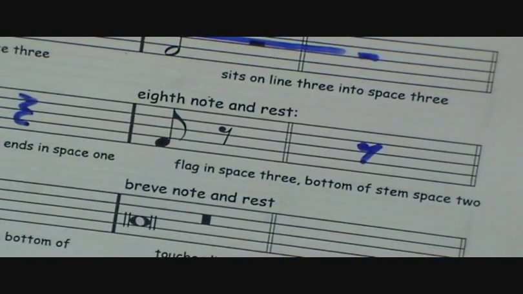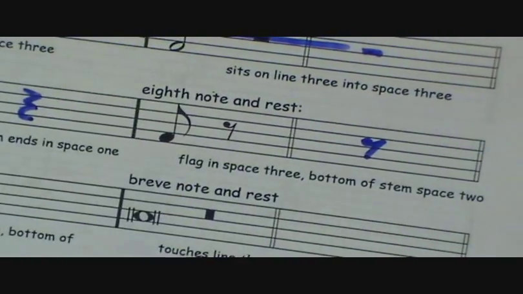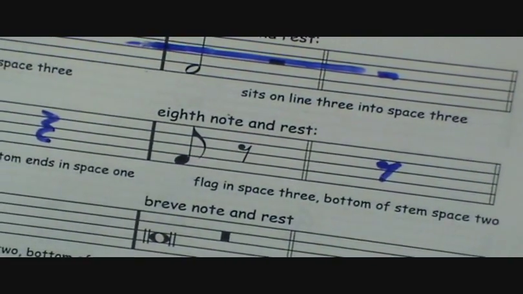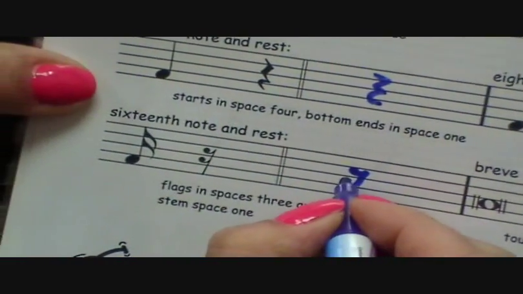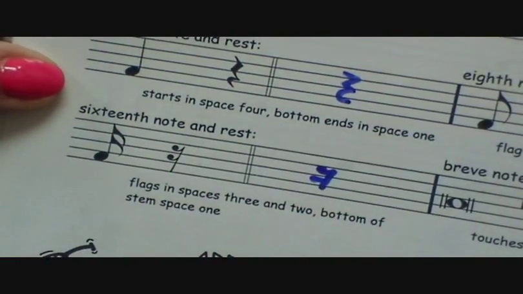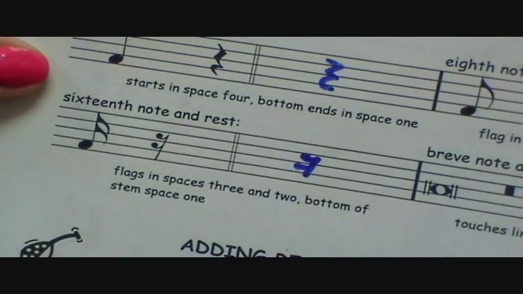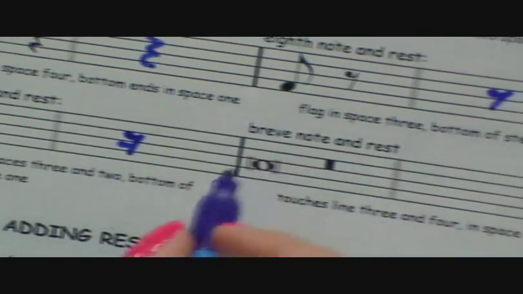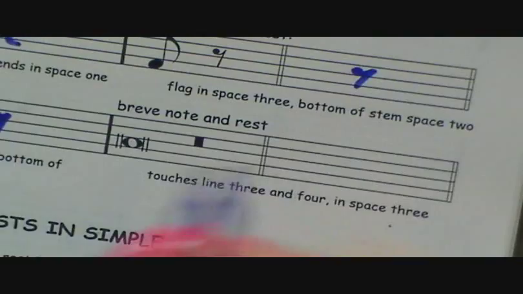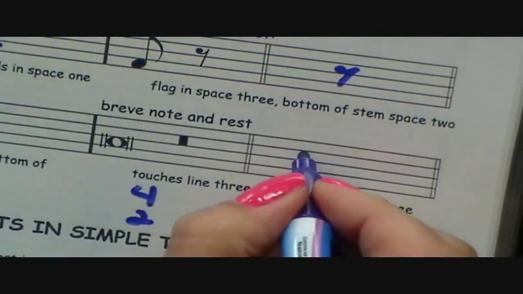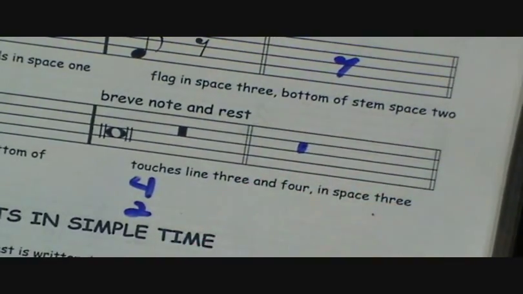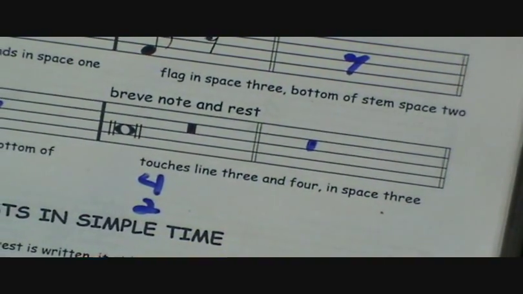Looks like a little number 7. It starts on space 3. A 16th rest. Starts in space 3 as well, and then we just do another little flag. Now remember we talked about the breve notes, and this is a breve rest, where you'll see this only in a 4/2 time signature, remember that? And it touches both line 3 and line 4.